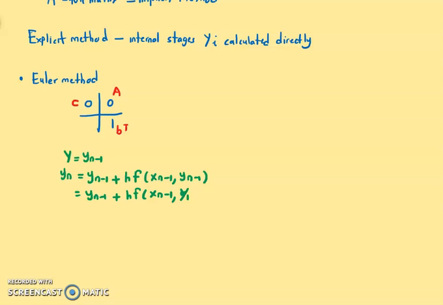Here the big Y is yn minus 1. So this is the Euler method. The update depends on my b here, the quadrature weight, which is 1 here. Now another example of an explicit method is the midpoint rule.